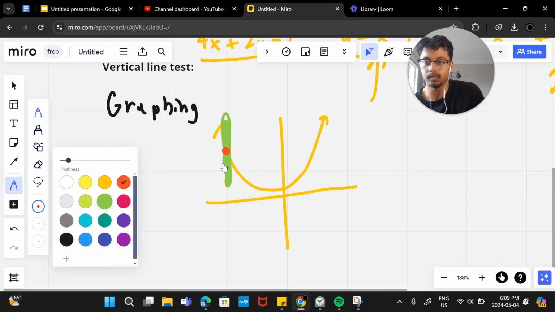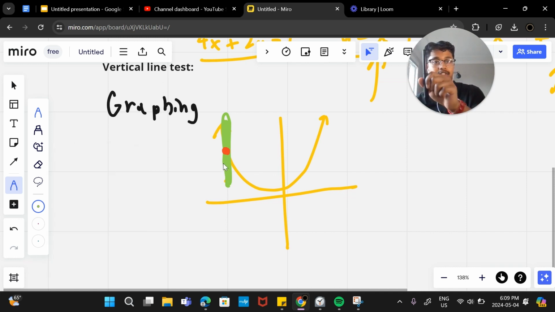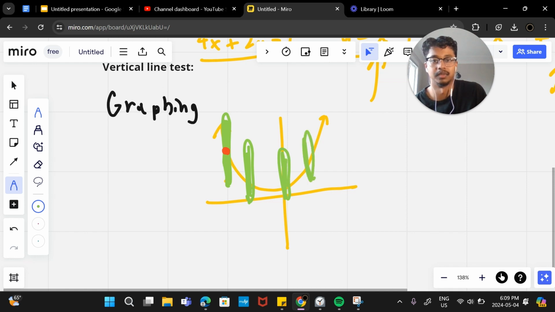So the idea behind the vertical line test is that you keep doing that, bringing the pen across the function until you reach the end of the function. You bring the pen over here, over here, over here. And see, it only crosses over the function here, here, here, here. It would only cross over the function at one point, okay?